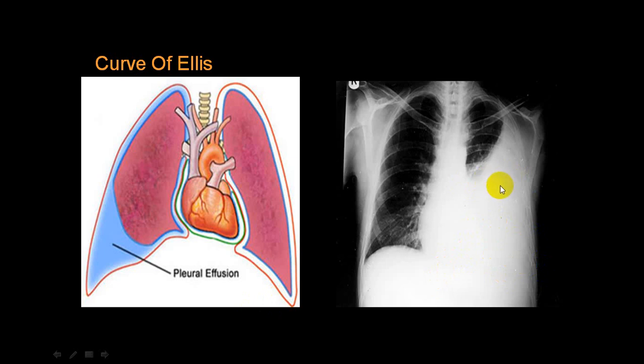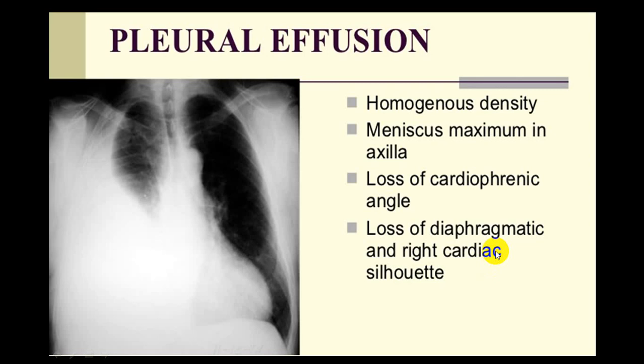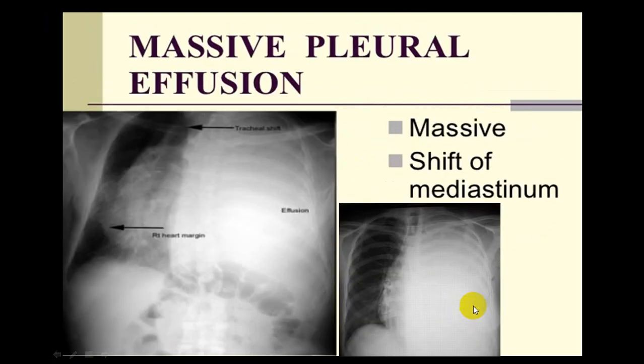Because of a pleural effusion, if there is a shift, we usually use the word massive pleural effusion. Here also you can see a slight shift of trachea to the opposite side. Mediastinum is shifted to the opposite side. So this is massive pleural effusion. Loss of cardiophrenic angle. Diaphragm you cannot make out. On that side, the cardiac silhouette you cannot make out. And you get a meniscus sign.